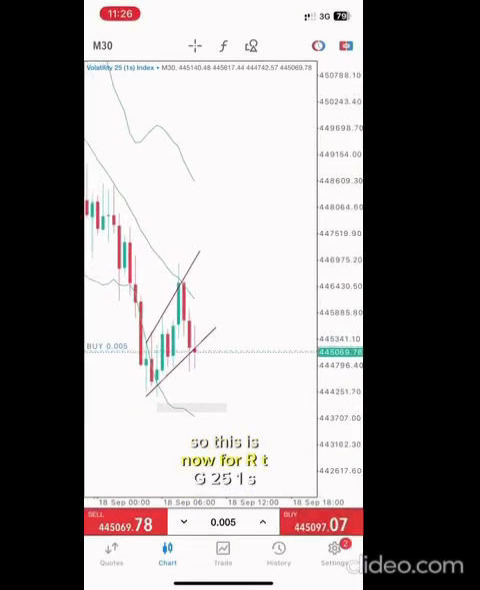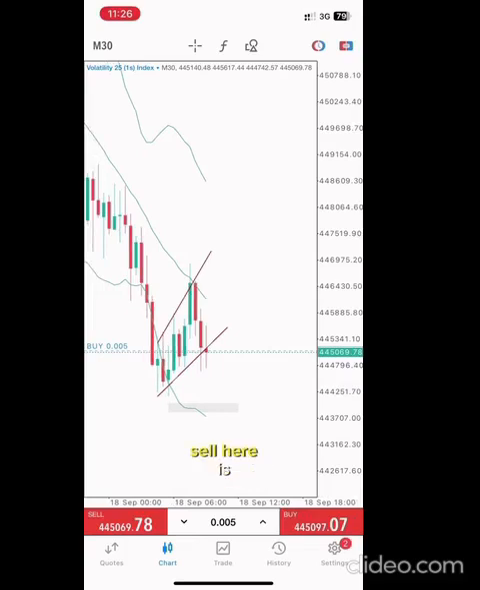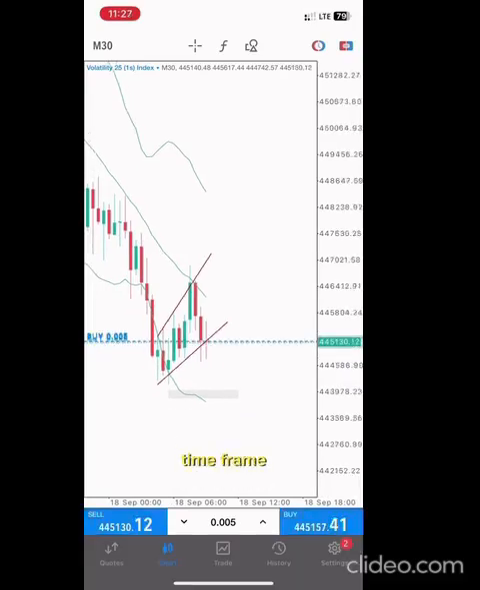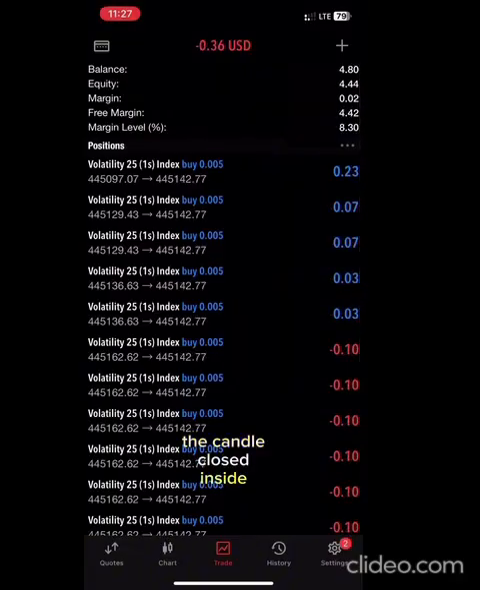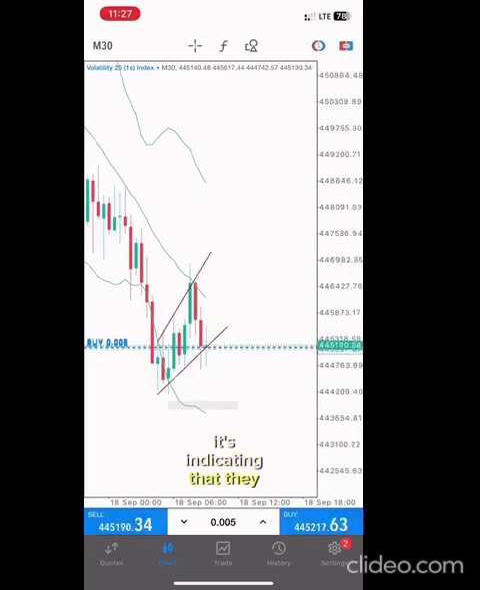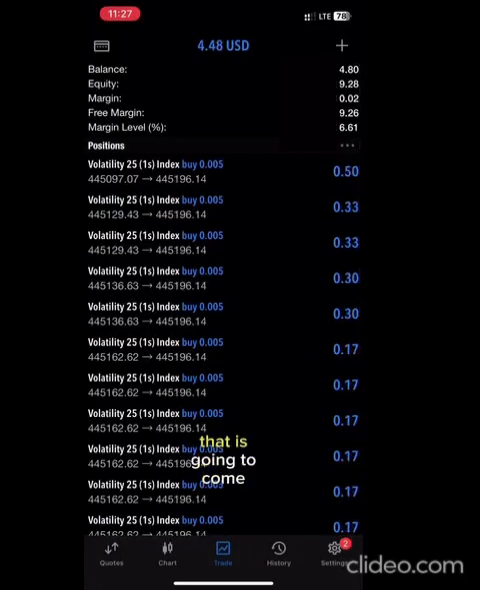So this is now Volatility 25 1s. So the reason why I decided to sell here is the same as the last one. You can see this is the 30 minutes time frame. The candle closed inside the previous candle. So which means it's indicating that there's still buying power that is going to come.